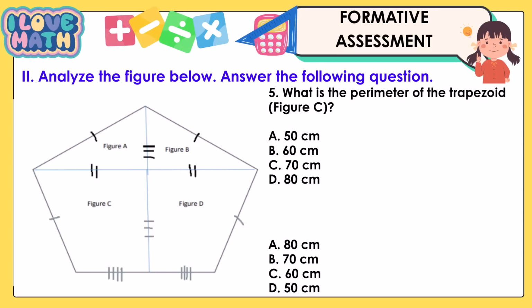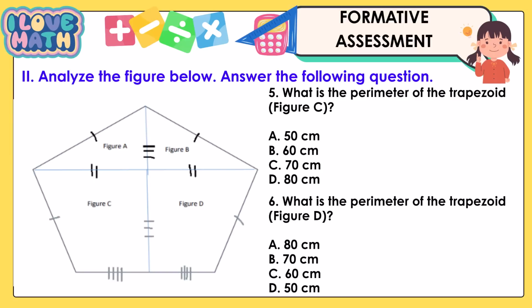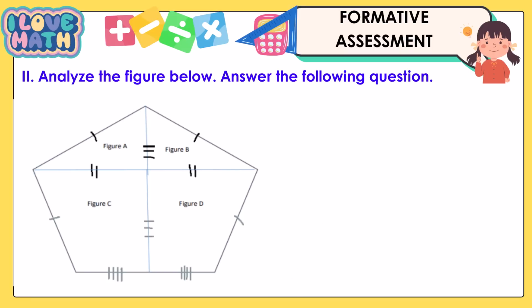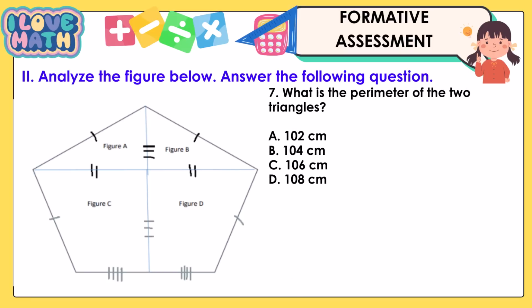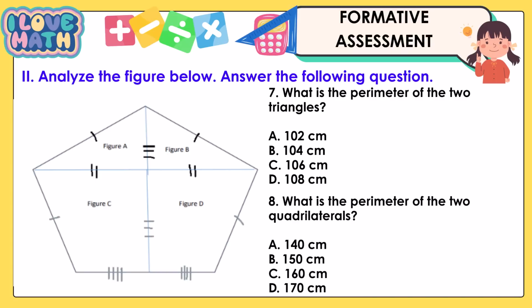Number 5, what is the perimeter of the trapezoid, Figure C? And number 6, what is the perimeter of the trapezoid, Figure D? Number 7, what is the perimeter of the two triangles? Number 8, what is the perimeter of the two quadrilaterals?